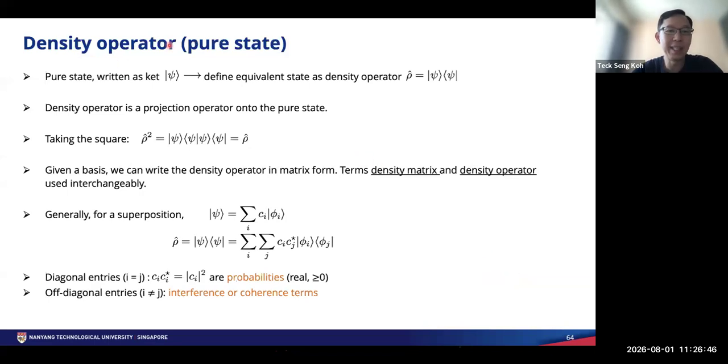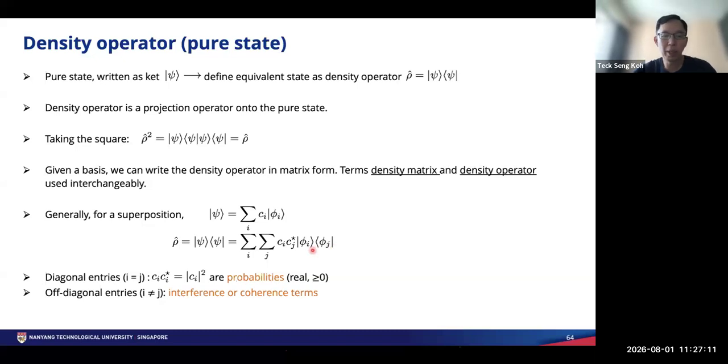Okay, what is a density operator for a pure state? We wrote the state in Dirac notation as a ket. So the density operator is just the outer product of this ket. If the ket were written in a different basis, then your density operator is just this.